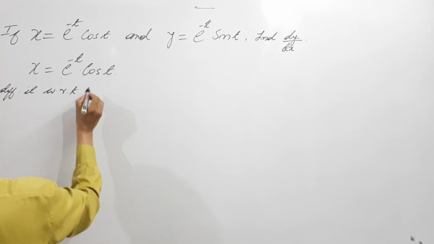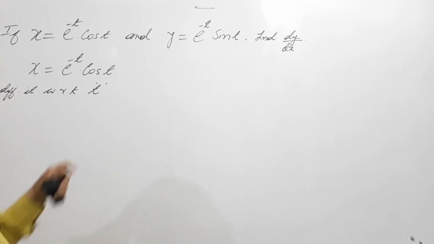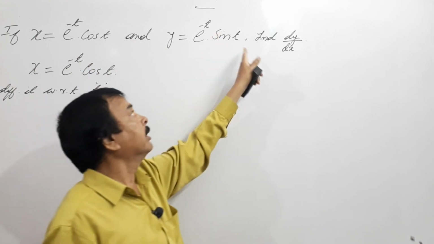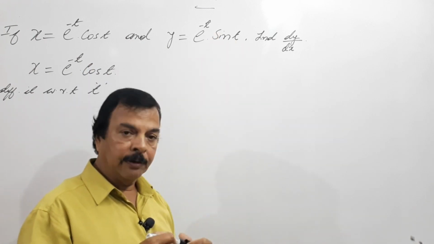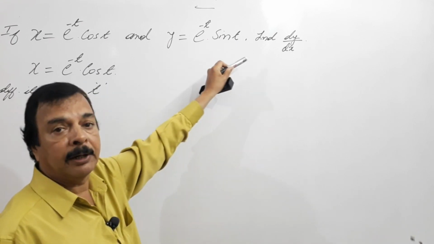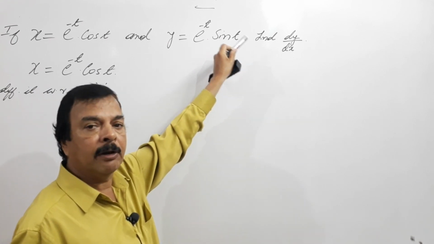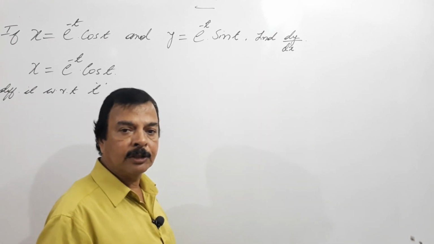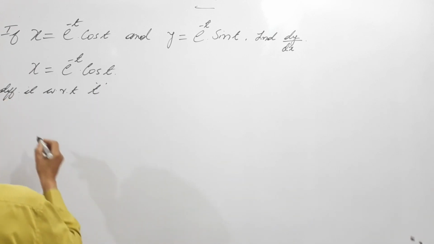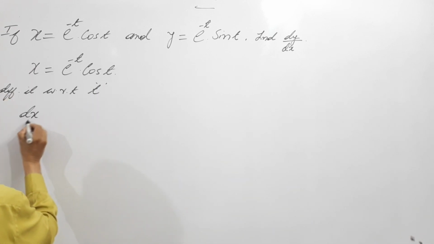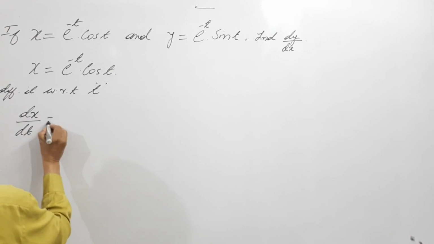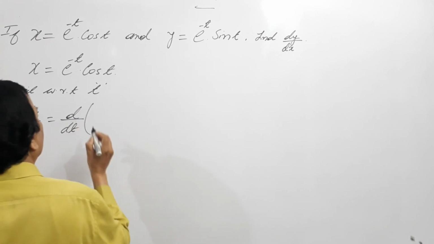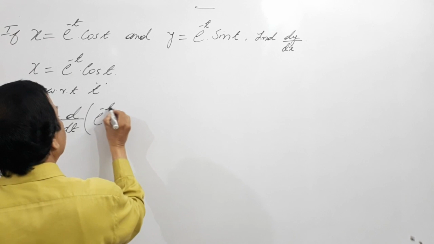Differentiate it with respect to t. Just find out whether it is theta or t. If it is e to the power of t or t sin t, it means that you have to differentiate with respect to that parameter itself. If you are given sin theta, then you have to differentiate with theta, but here we have sin t, so you have to differentiate with respect to t. What happens here? This becomes dx by dt equals d by dt of e to the power of minus t into cos t.